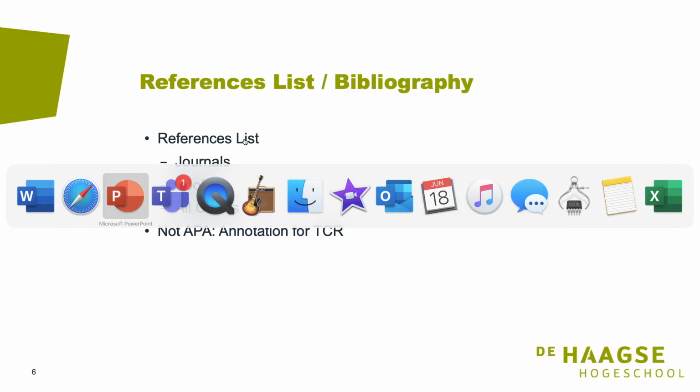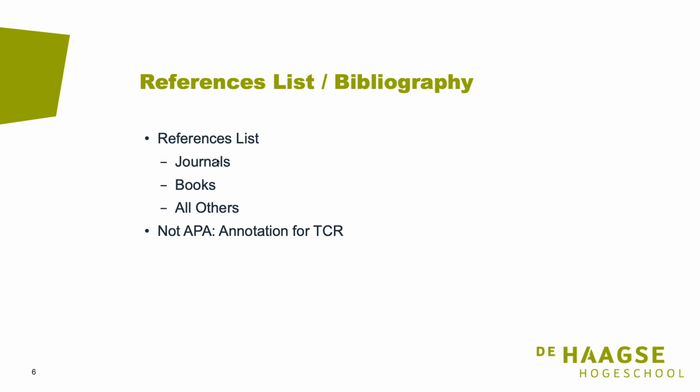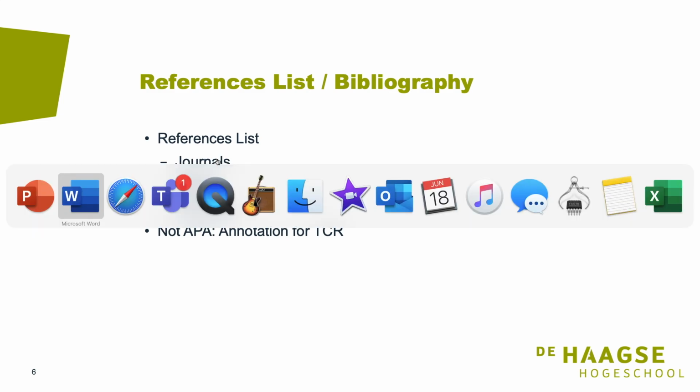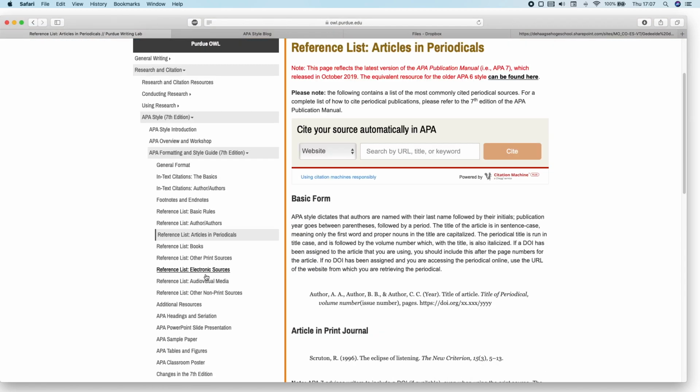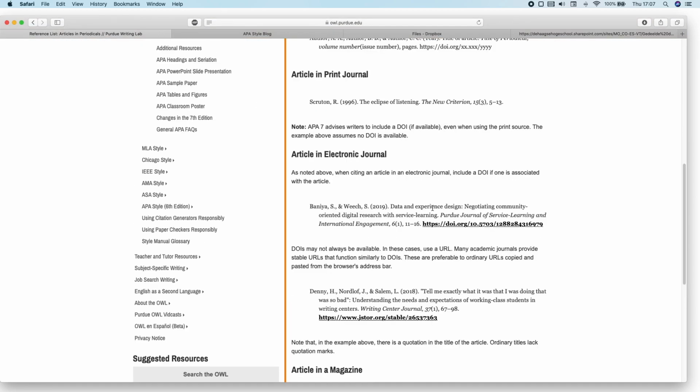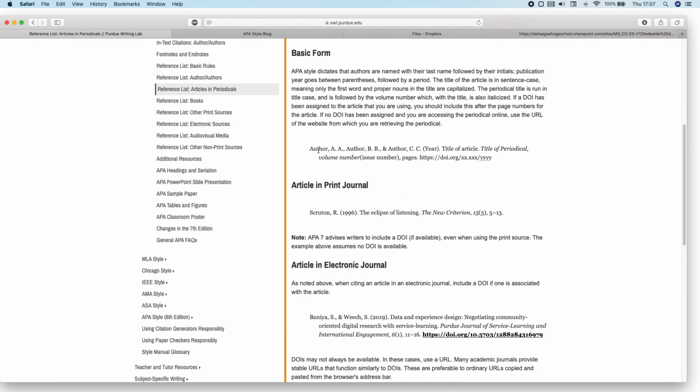Okay, now part of the fun of references lists is that referencing a journal is different than a book versus a website. So we are going to be talking about that right now. On the OWL Purdue website, you will see that the basic form is the author.